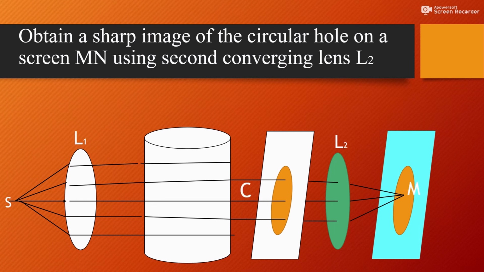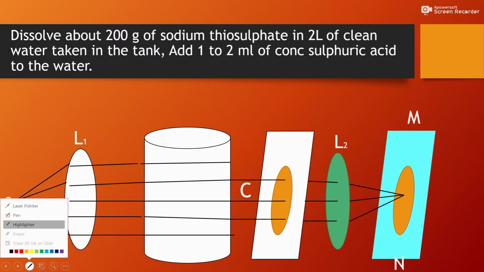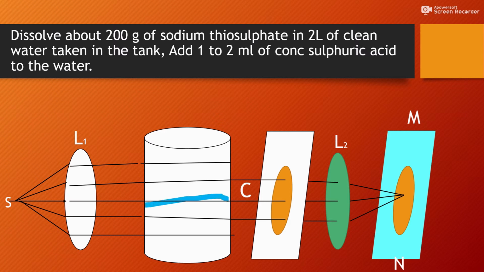Now, to obtain a sharp image of the circular hole on the screen Mn, we will use another converging lens, which is shown here as L2. After this, we will dissolve about 200 gram of sodium thiosulfate in 2 liters of clean water, which was already taken in the tank.